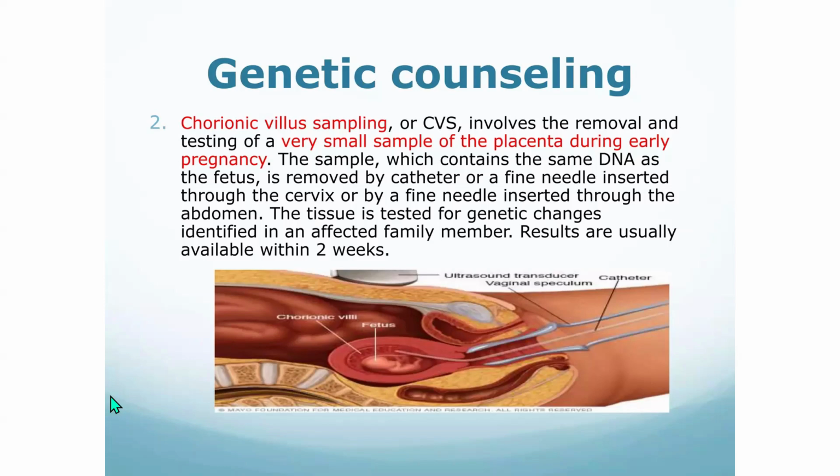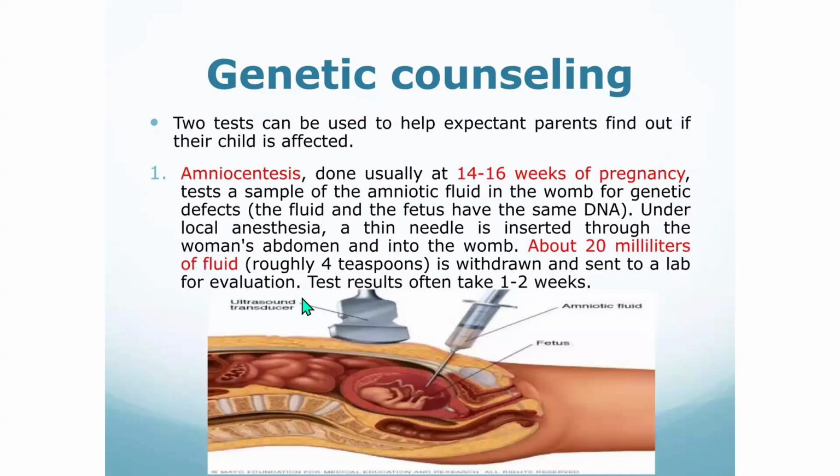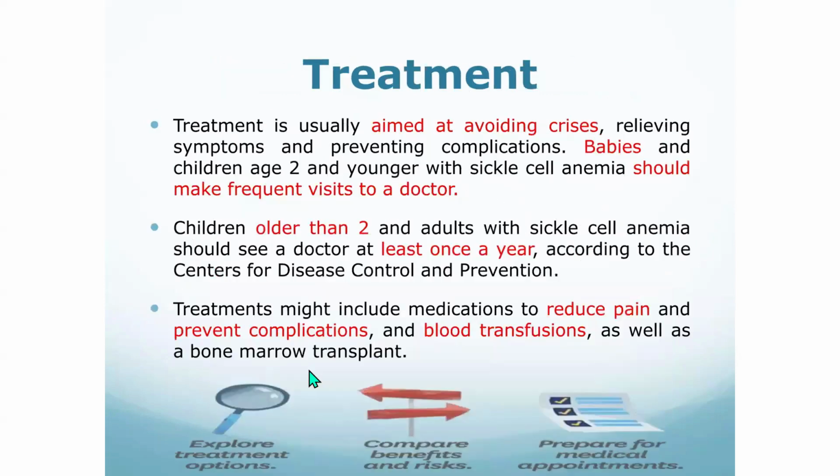So these are the two types of tests that you can do for genetic counseling to know whether your baby has a chance of coming up with sickle cell disease. You can use chorionic villus sampling and amniocentesis. So then, of course, what are the treatments?